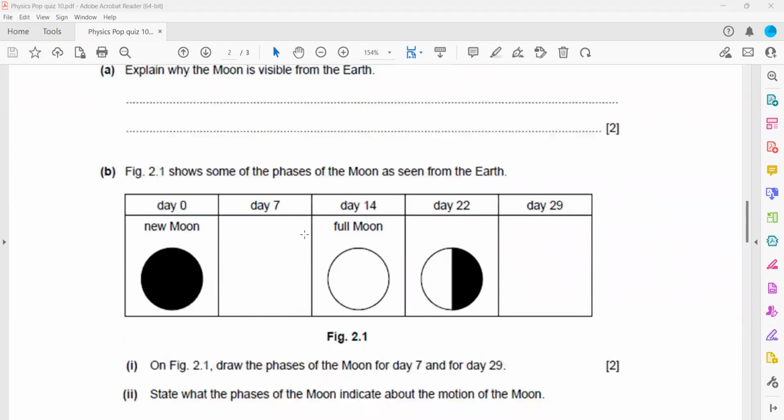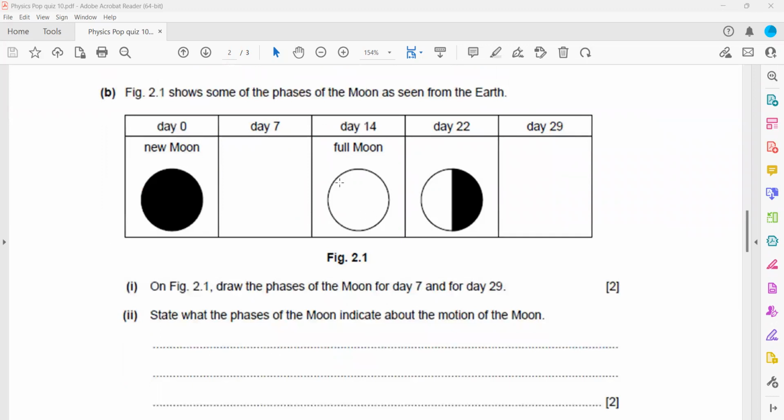Then here we have to complete the cycle of the moon, the phases of the moon. As you can see, on day 0, it's about 28 days. One complete cycle is there, with some of the phases of the moon as seen. If we consider about 28 days for a cycle of the moon, then from 1 to 7 days, it will be a quarter of the moon. Then 7 to 14, it will be half of the moon. 14 to 21, 3 by 4 of the moon will be visible. And then 21 to 28, the full moon will be visible.